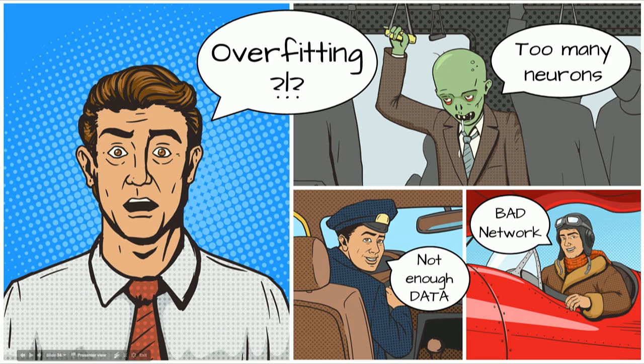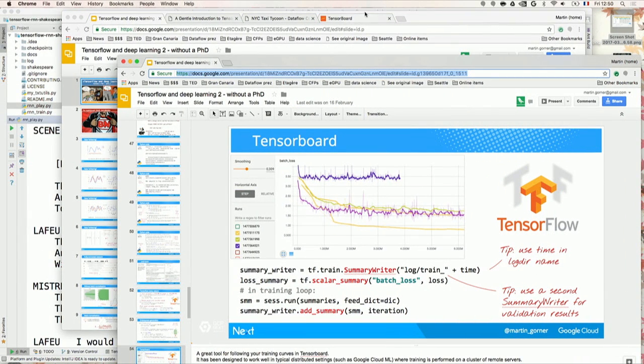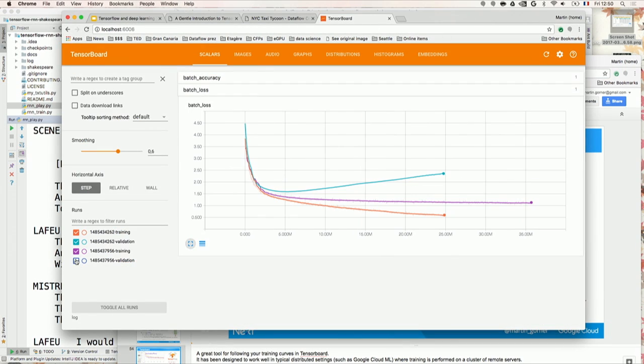And we went yesterday through the bad network. We went through too many neurons. We never had not enough data, so I tried with not enough data. And yes, it also gives you this very recognizable pattern in the curves. And as soon as I train with more data, this is what I have. So here, the two curves follow each other closely, and I know that I have solved the problem.